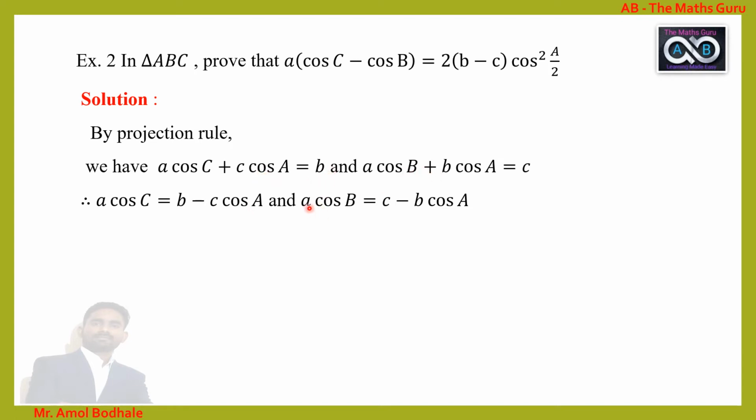Similarly, a cos B equals c minus b cos A. By shifting this term to this side, we get these terms. Now we will consider the LHS of the given statement, a into cos C minus cos B. If we multiply by a, we'll get a cos C minus a cos B.